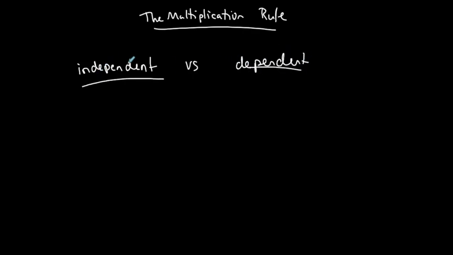You know that events are independent if one event does not affect the outcome or the probability of another. If they're dependent, then one event does affect the probability or outcome of another. And I'll, of course, do examples of both.